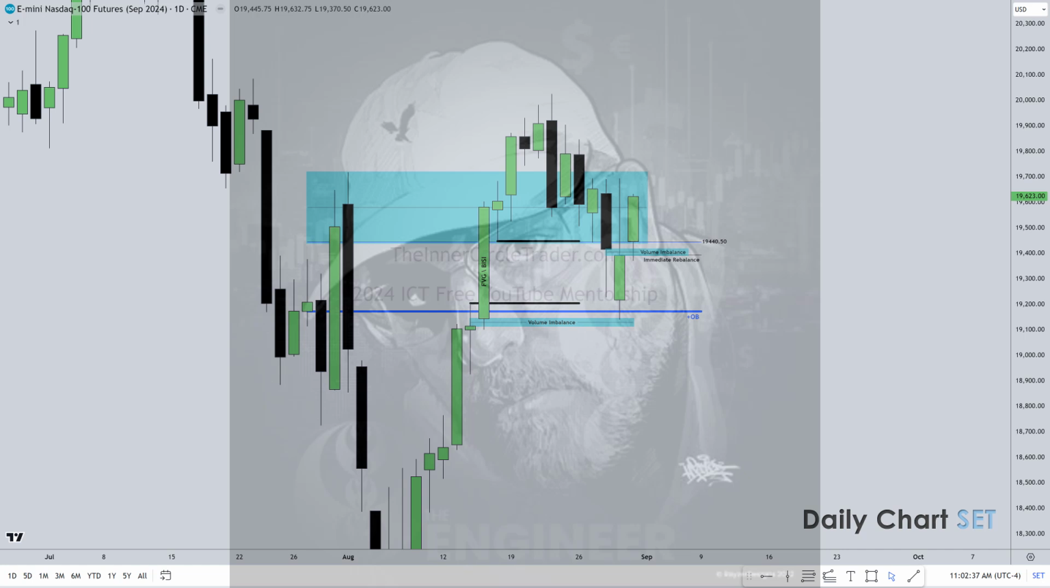Right now, notice that it's toggled blue. So my daily chart right now is blue SET. So it's toggled, okay? Notice the volume imbalance between this candle's close and this candle's open. That volume imbalance is what I'm highlighting there. That volume imbalance between this candlestick's open and this candlestick's close, that's a volume imbalance, okay?